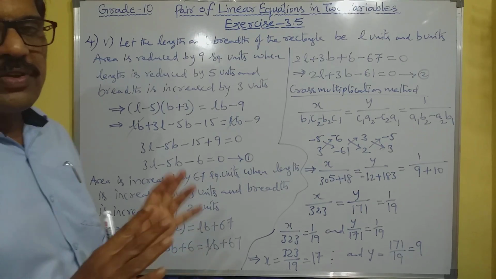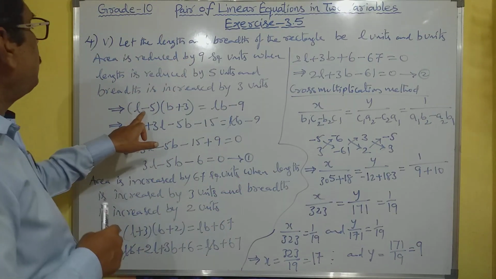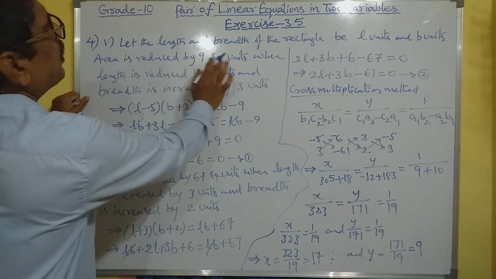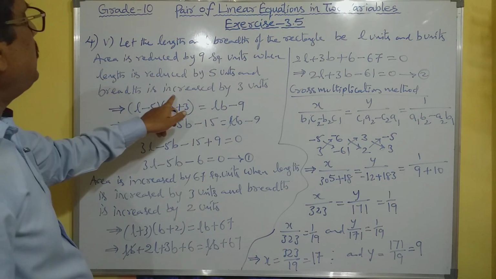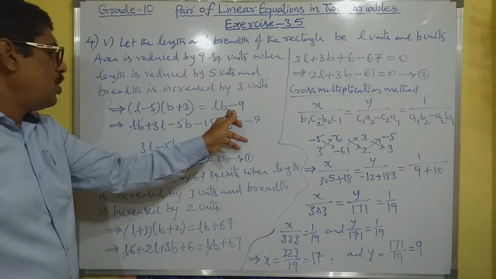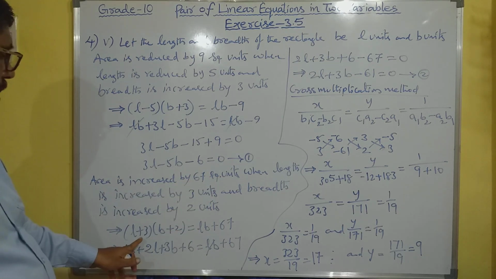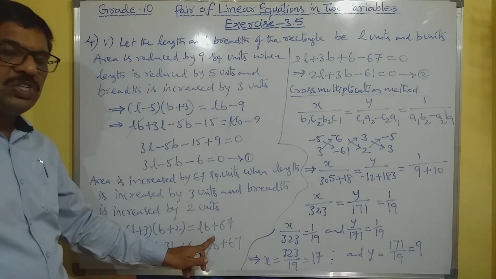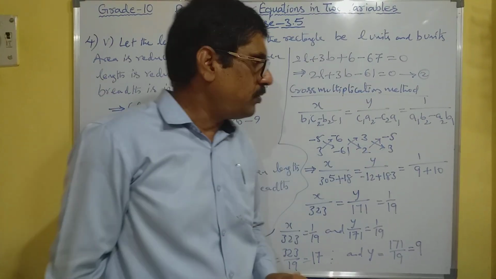Now, let us discuss the problem once again. There is a rectangle. For the rectangle, length is reduced by 5 units and breadth is increased by 3 units, and area is reduced by 9 units. So, L minus 5 into B plus 3 is equal to LB minus 9. From this we get one equation in terms of L and B. In the same way, when length and breadth both are increased by 3 and 2, area increased by 67. From this we get another equation. We solve those two equations.